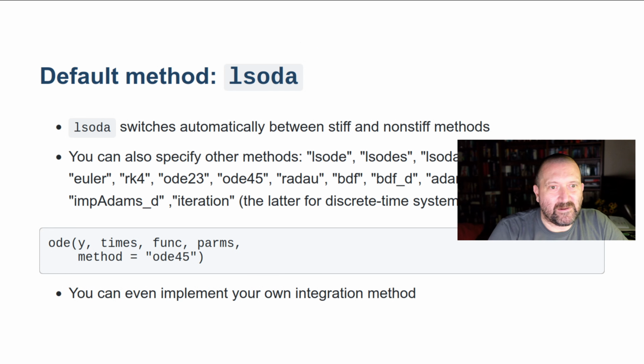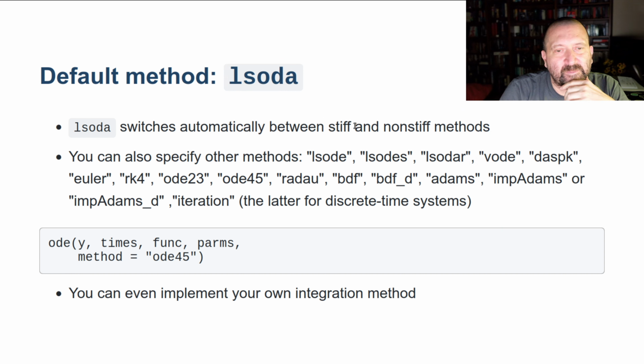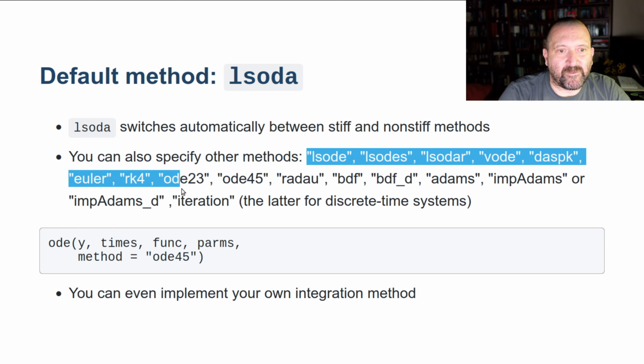I'll point out the default method is what's called LSODA. LSODA is interesting because it switches automatically between stiff and non-stiff methods. If it detects that the problem is stiff, then it moves into a stiff method, and if it detects that the problem is non-stiff, it moves to non-stiff. That is useful because problems sometimes will be stiff for some parameter values and not elsewhere, and it will detect this as you're going. So the method might change during the execution, but there are a lot of other methods that you can use.